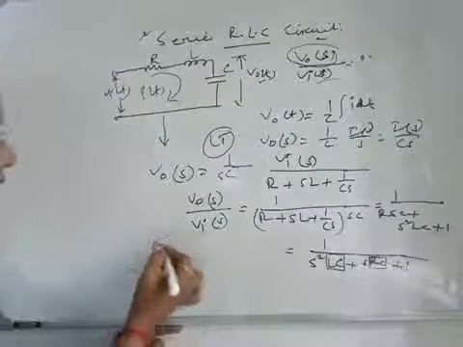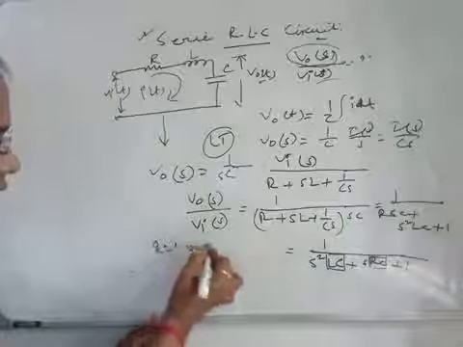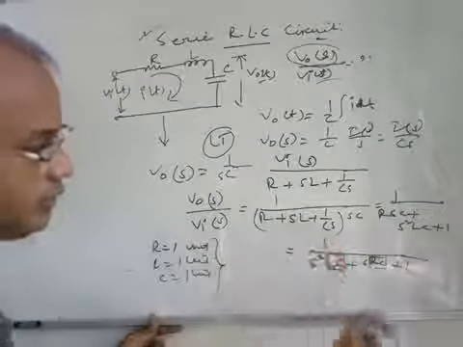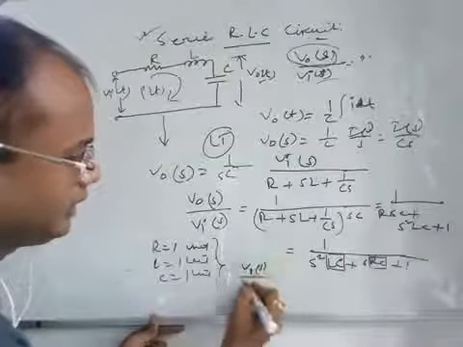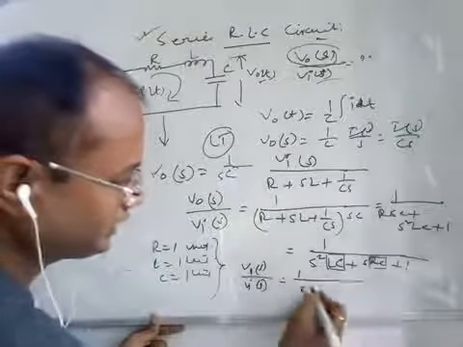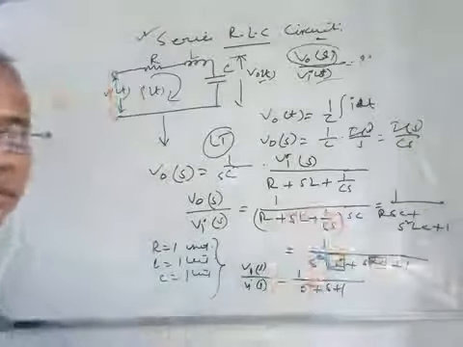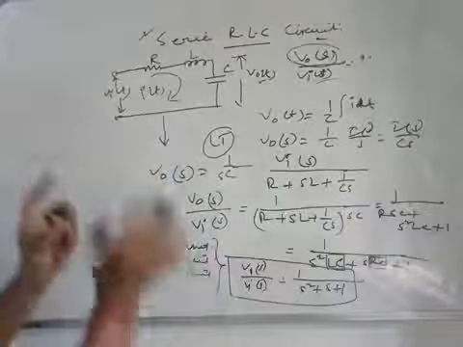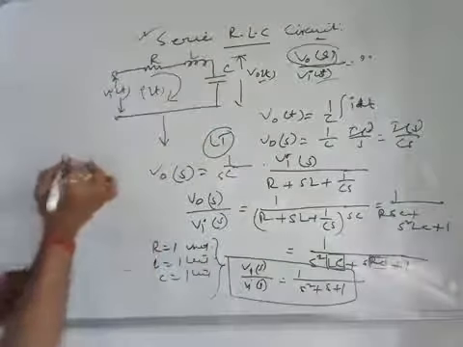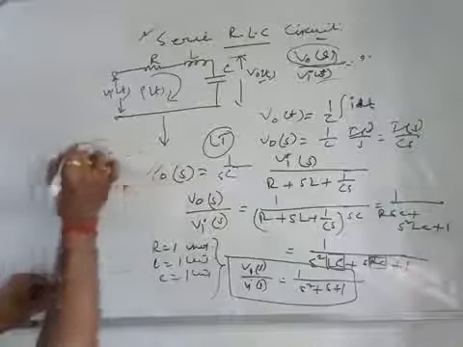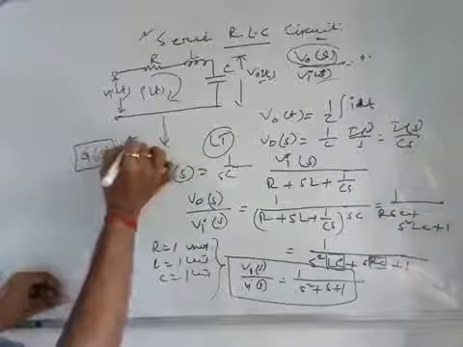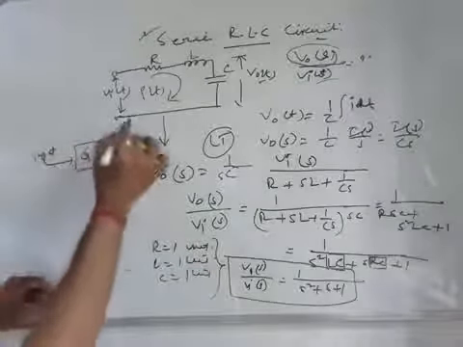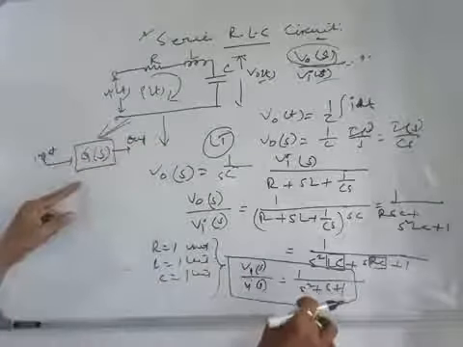Now if the value of R is equal to say 1 unit, L is equal to 1 unit, and C is equal to 1 unit, then what will we get? This V0(s) by Vi(s) will be equal to 1 by s square plus s plus 1, right? So what is our motto? Our motto is to get the relationship between the input and output. That means if this system is like this, we may call it G(s), with some input and some output. This G(s) means 1 by s square plus s plus 1.